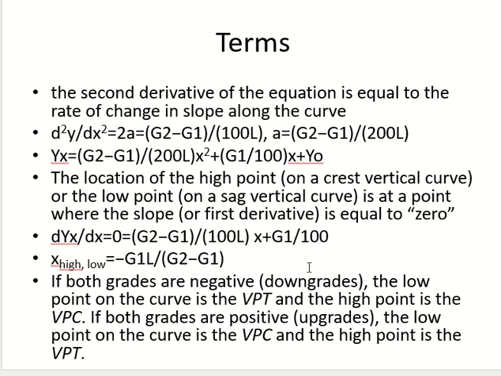So rate of change of slope, right? Rate of change of slope. What is the change in slope? G2 minus G1. Rate of change of slope means just divide by length. Okay. Clear? So the first derivative was 2ax plus b. Second derivative 2a. So this is the rate of change of slope. Means 2a equals to this. So a equals to.